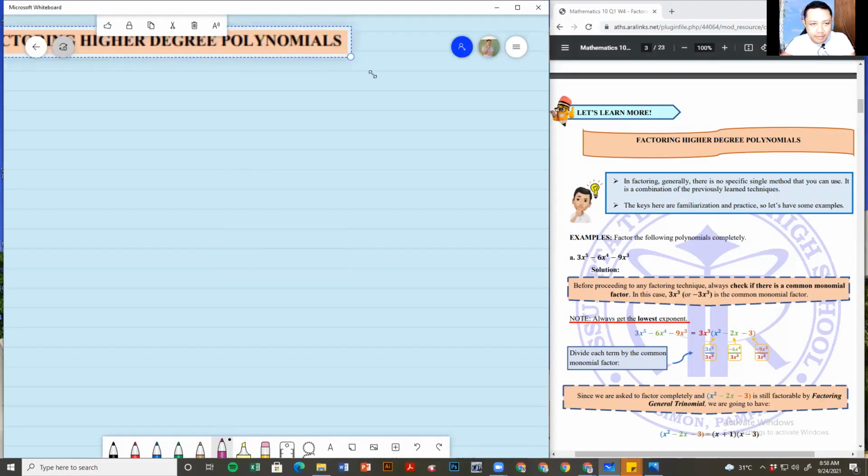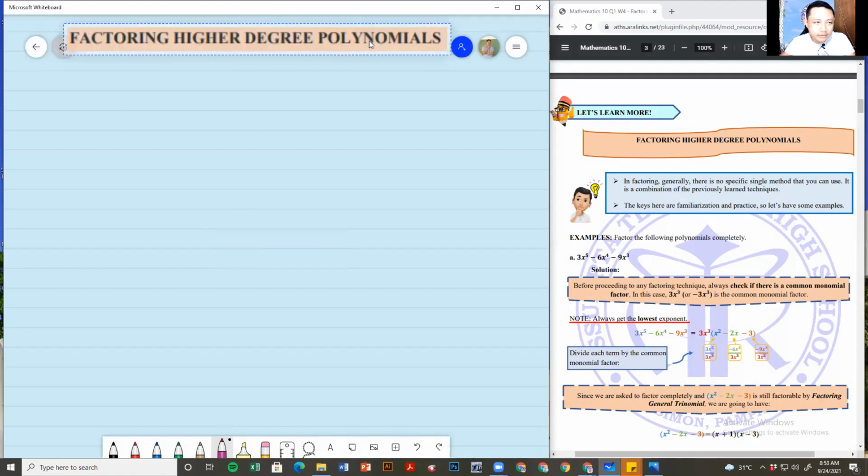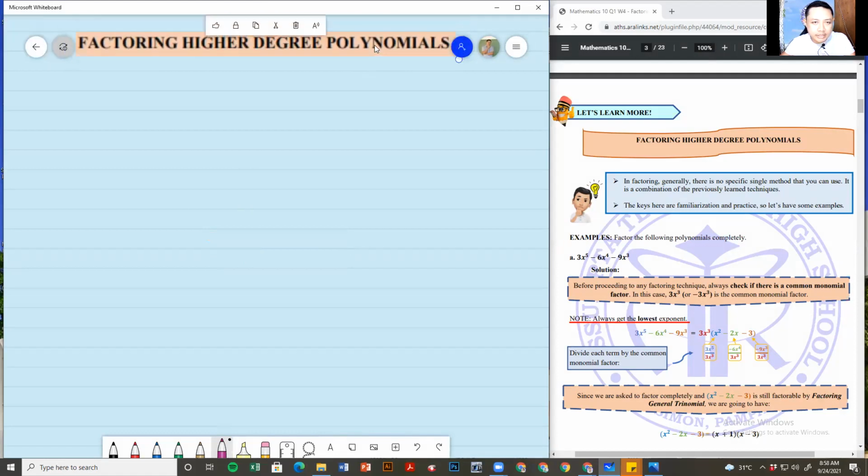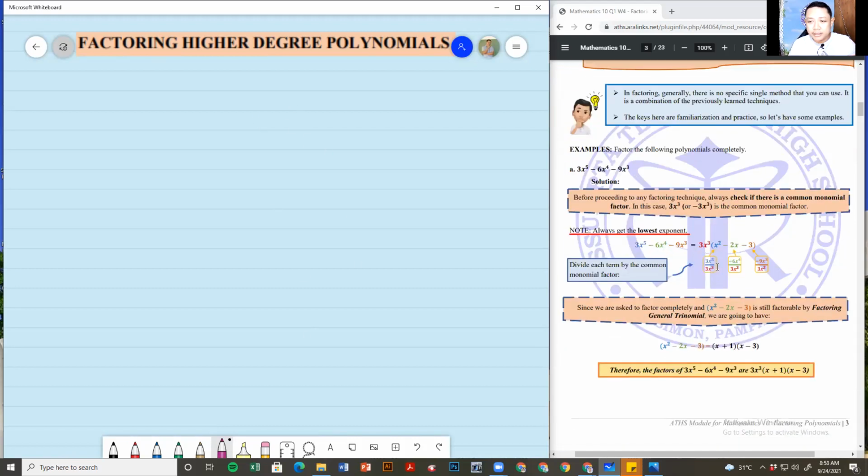So today we are up to the discussion of factoring higher degree polynomials. When we say factoring higher degree polynomials, it's not just about factoring using the different factoring methods. This time we need to apply all those factoring methods plus new methods of factoring higher degree polynomials for us to be able to fully factor the given polynomial.